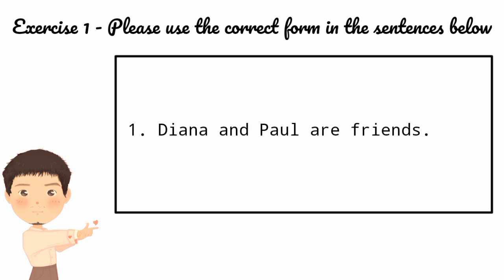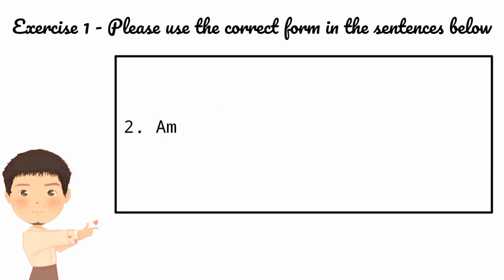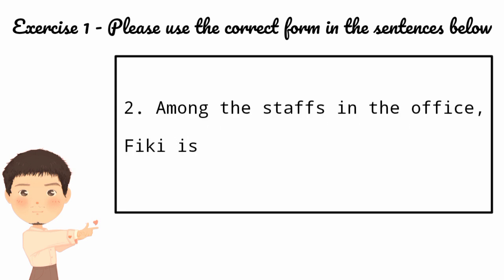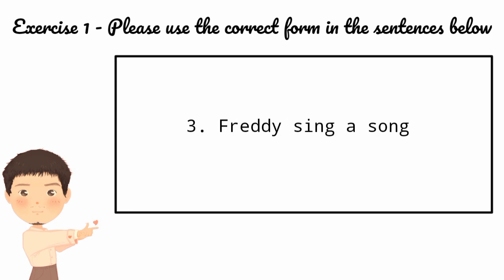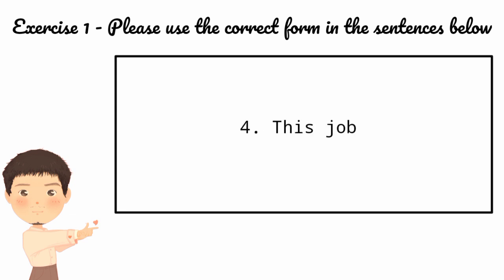Number 1. Diana and Paul are friends. However, Diana is blah blah blah than Paul. Number 2. Emily stops in the office. Vicky is blah blah blah. Number 3. Freddie sings a song blah blah blah. Good blah blah blah me.